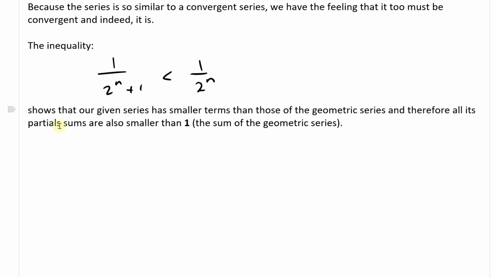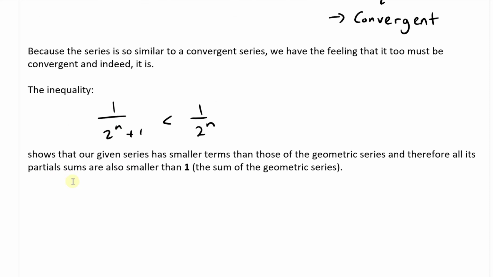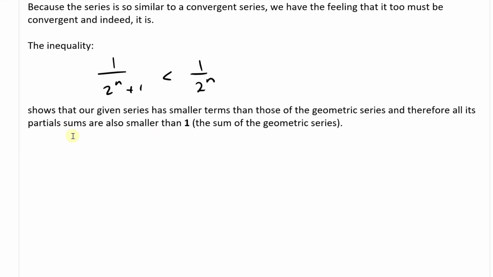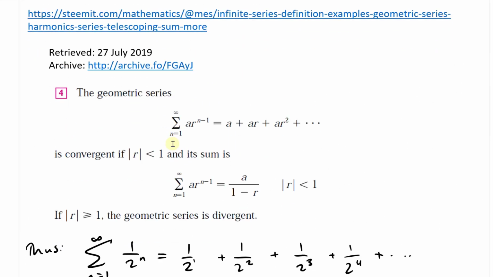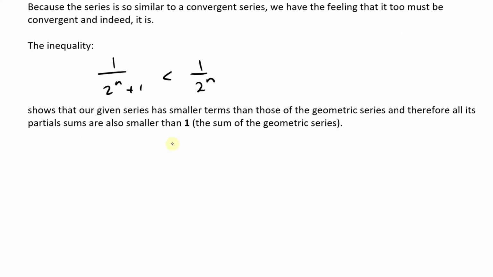So yes, this inequality shows that our given series has smaller terms than those of the geometric series, and therefore all its partial sums are smaller than 1, the sum of the geometric series. So when you combine all of the partial sums, any of the partial sums is going to be less than 1, and then the actual sum is the partial sum as it goes to infinity. And this is going to be equal to 1. I'll calculate this right here, but you can see from my earlier video, I showed that a over 1 minus r is going to be the sum of the geometric series. So I'll just write a note to show you that it's equal to 1.